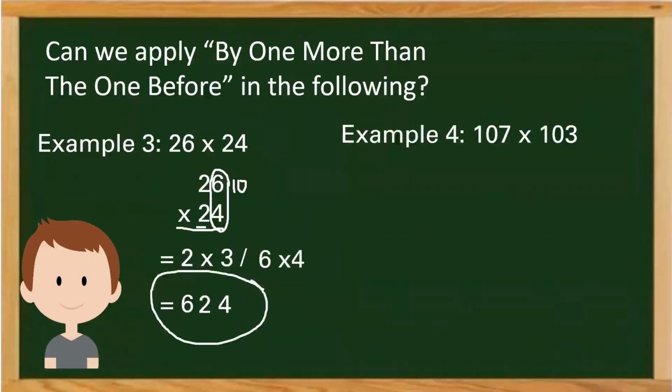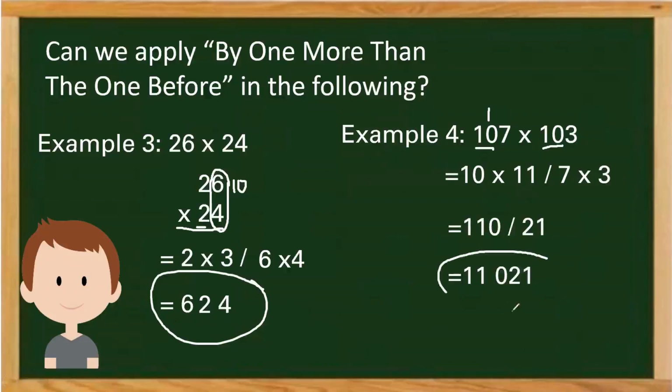Example number 4, 107 times 103. Look at our bases, where our base is 10 and 10. So our ones are 3 and 7, and 3 plus 7 is 10. So the same rule will apply even if it is 3-digit already. So we just add 1. 10 plus 1 is 11. Then we multiply 10 times 11. So 10 times 11 is 110. Then 3 times 7 is 21. So you just bring down your answers together and it gives you 11,021.